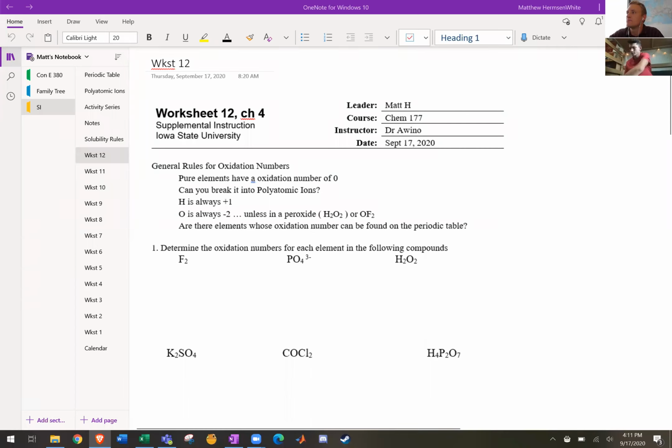Let me put the link for that in the chat again, in case you don't know where the SI website is. Here we go. So in the chat, there's the SI website. Sometime this evening after the session, I will post the answer keys so that you can use those to study.